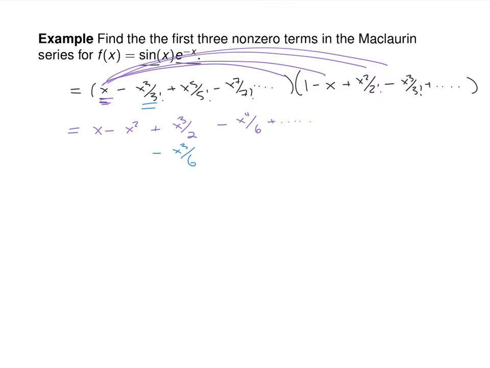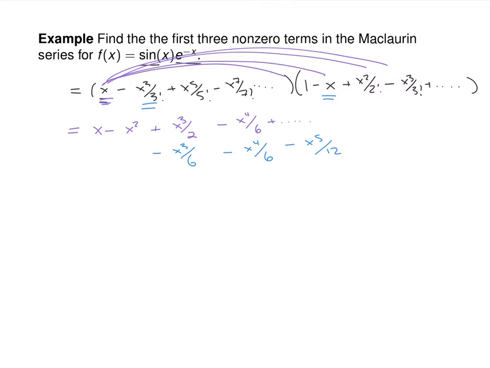Multiplying this by this x will give us a minus x to the 4th over 6. And then multiplying by the x squared over 2 factorial will give us minus x to the 5th over 6 times 2, which is 12. Everything there is powers bigger than 5, so we don't need to worry about them, only caring about the first 3 non-zero terms.